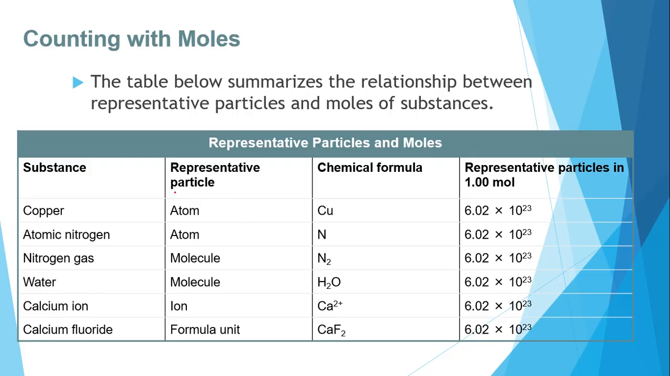Please note down below, again, representative particle can mean several different things. For example, copper is an element, so it's known as an atom. Nitrogen gas is one of our diatomic molecules, so that's a molecule. Diatomic means that it's bonded to itself, so there's two elements together, that's a molecule. Water is all nonmetals, so it's a molecule. Calcium, it says it's an ion, see this charge here. And then calcium fluoride, calcium's a metal, which makes that a formula unit. For all of those, 1 mole is always going to be equal to Avogadro's number.